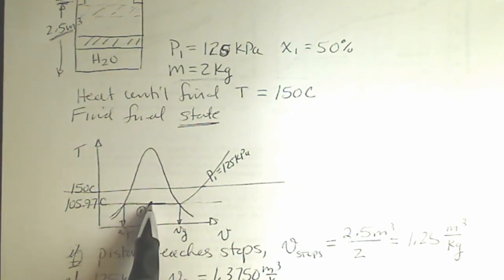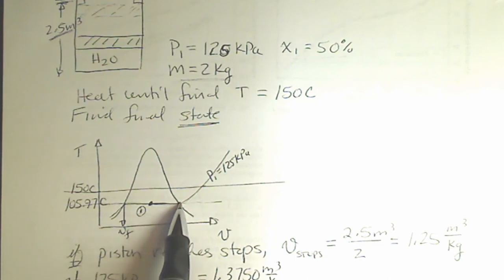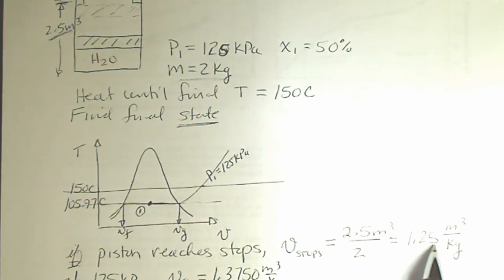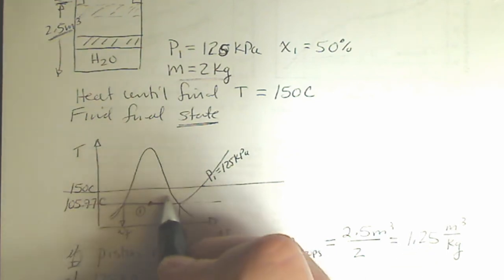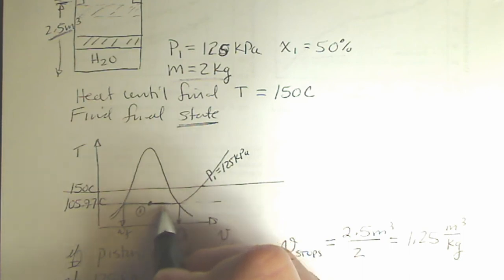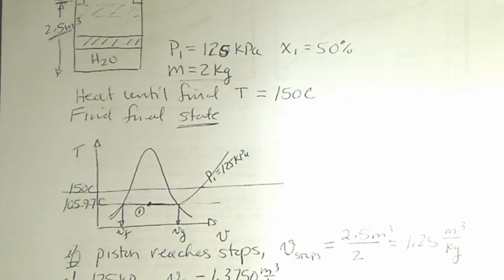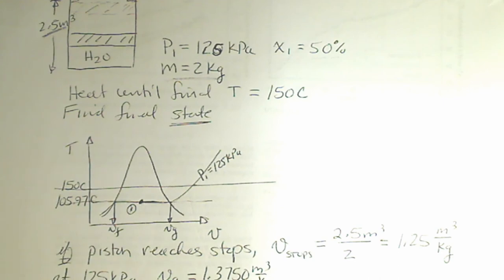Okay, so what it means is if we're heating along this line at constant pressure, we're never going to reach a specific volume as great as 1.375. The maximum value that we can attain will be 1.25. So somewhere in here, the piston is going to hit the stops. Right, we're going to have at that point a constant specific volume process.